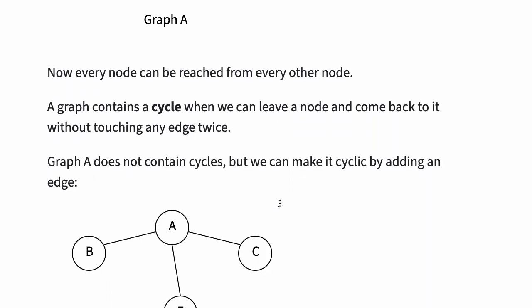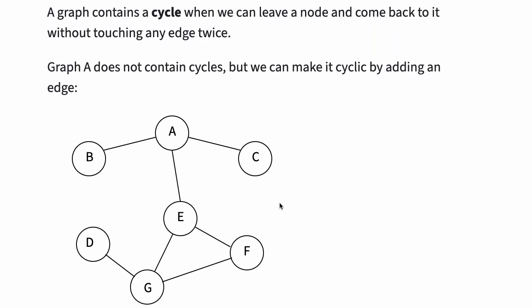A graph contains a cycle when we can leave a node and come back to it without touching any edge twice. Graph A does not contain cycles, but we can make it cyclic by adding an edge. There is now a cycle between the nodes E, F, and G.